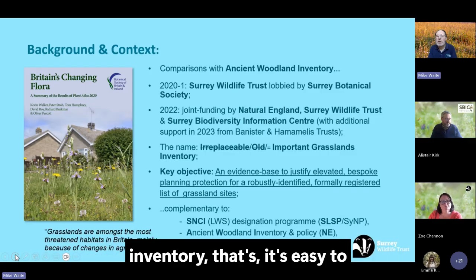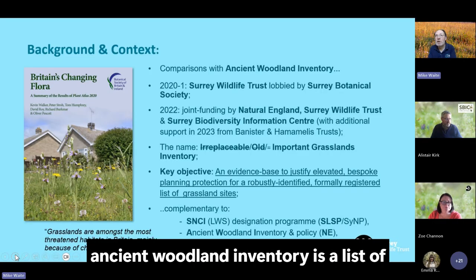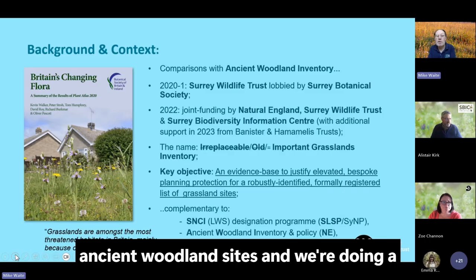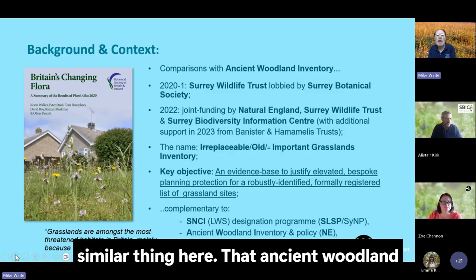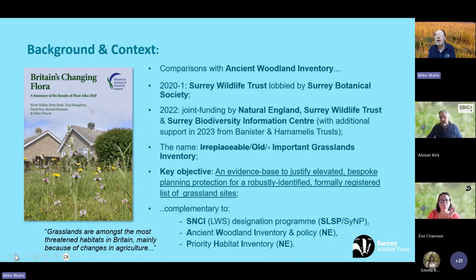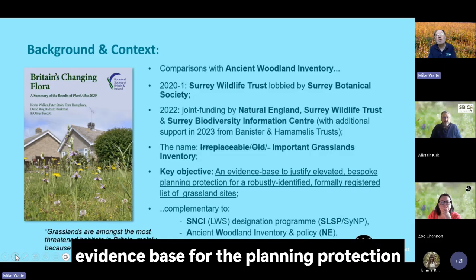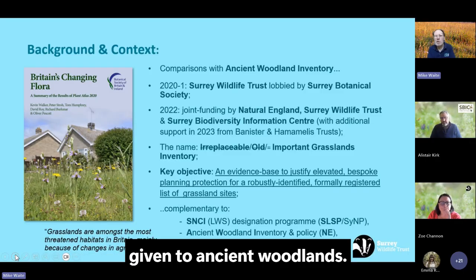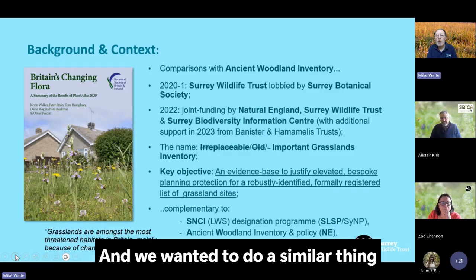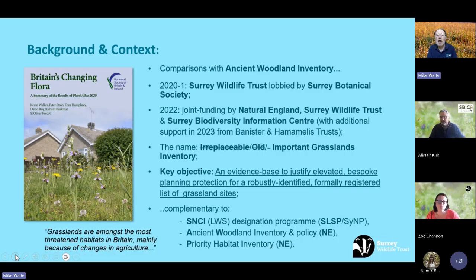Comparisons with the Ancient Woodland Inventory: it's easy to compare this, because obviously the Ancient Woodland Inventory is a list of ancient woodland sites, and we're doing a similar thing here. That Ancient Woodland Inventory goes back decades now, as a resource that is the evidence base for the planning protection given to ancient woodlands, and we wanted to do a similar thing for grasslands, species-rich grasslands.